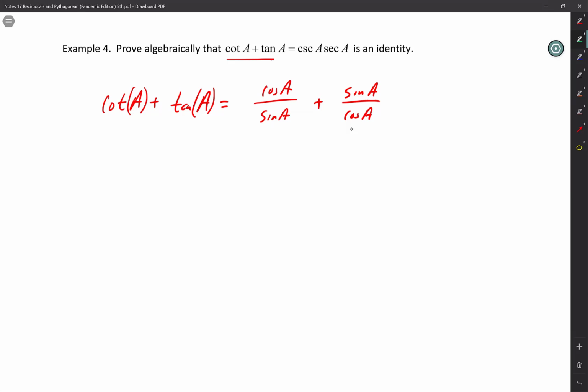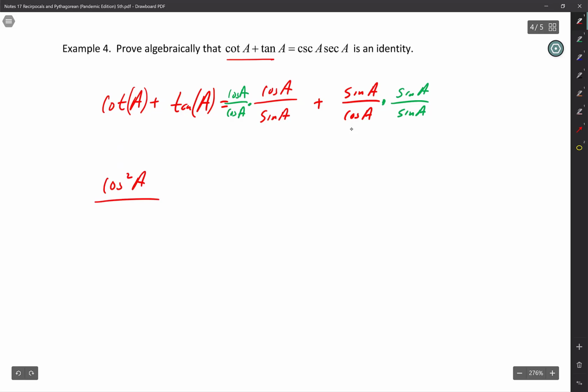Now I want to add these two up. The only way to add them is to have a common denominator, and you've been doing that since 4th grade. So I'm going to multiply the right term by sine A over sine A. Common denominator, sine A over sine A is 1, so you haven't changed anything. And I'm going to multiply the left term by cosine A over cosine A. Now we're going to have cosine squared A over sine A cosine A plus sine squared A over sine A cosine A.